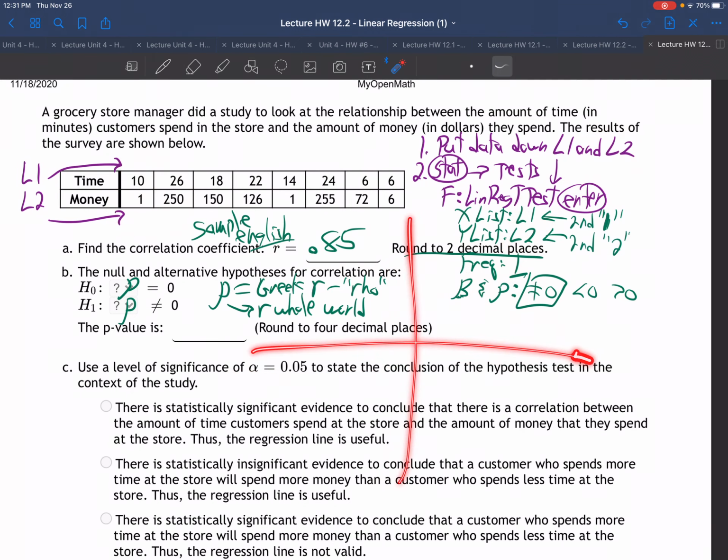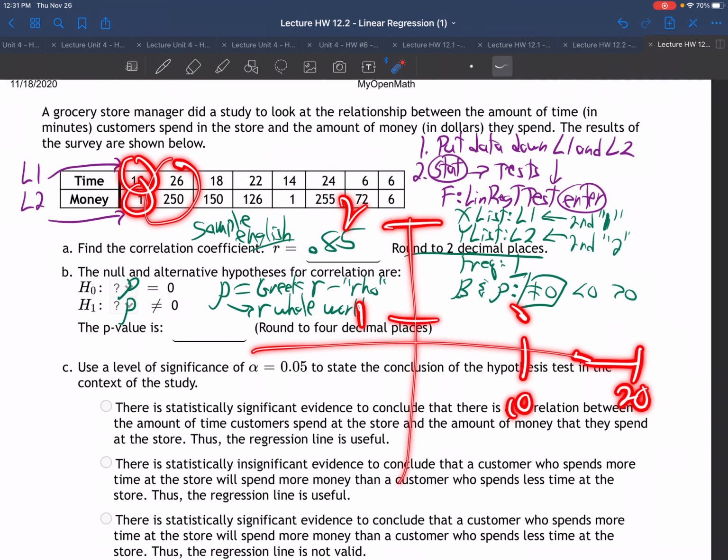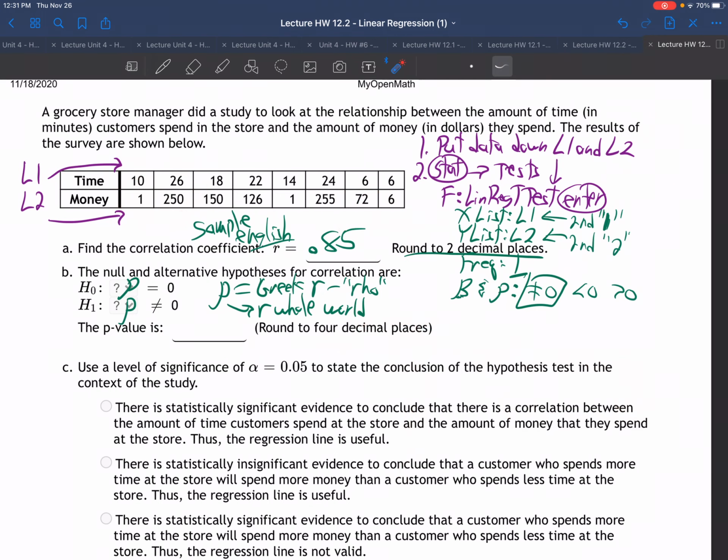If I was to graph this data, over 10 up 1, and then over 26 up 250, the dots would pretty much fit a line pretty closely. It seems like there's a linear connection. The more time you spend in the store, the more money you tend to spend. That's what this R is telling us.